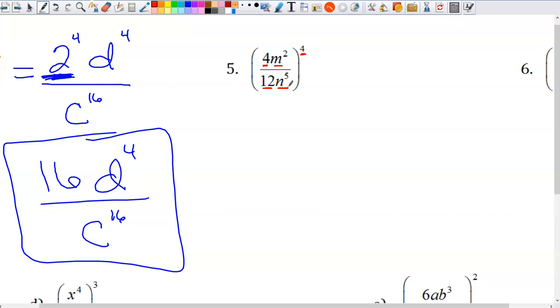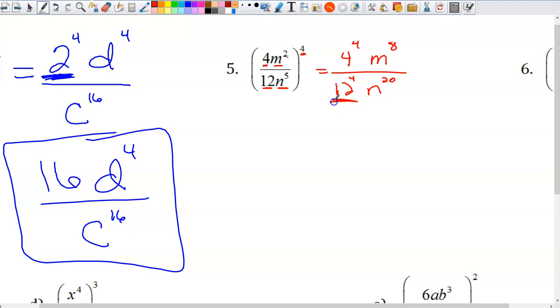It's almost like terms, like when we did distributive property back in the day. That's not technically correct to say, but the idea behind it is the same. Now, if you don't do what I told you to do on the previous problem and try to reduce, don't write this down. You would end up with 4 to the 4th, m to the 8th, 4 times 2 is 8, over 12 to the 4th, and n to the 20th.